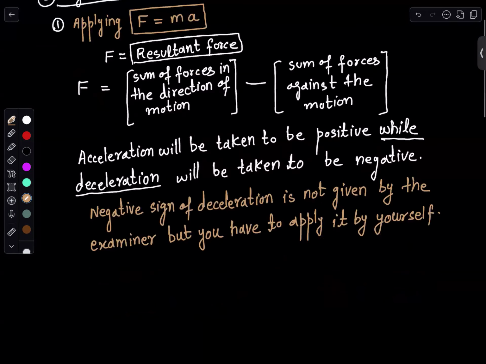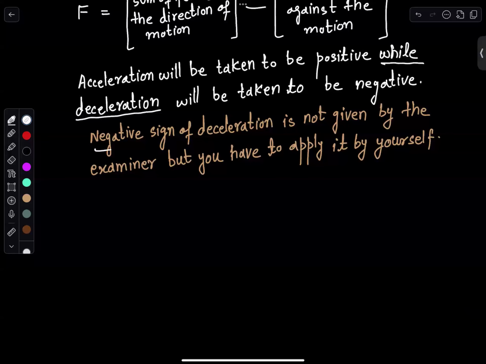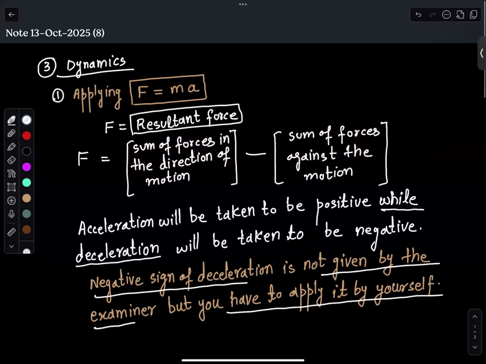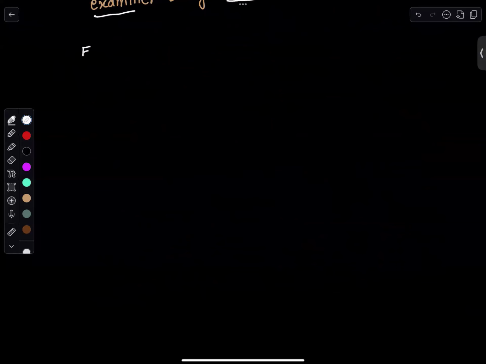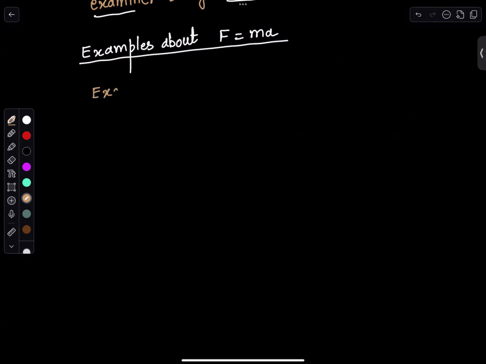Acha, so the negative sign of deceleration is not given by the examiner, but you have to apply it by yourself. Now we will solve some examples about F is equal to ma. You should write: examples about F is equal to ma. Example number 1.